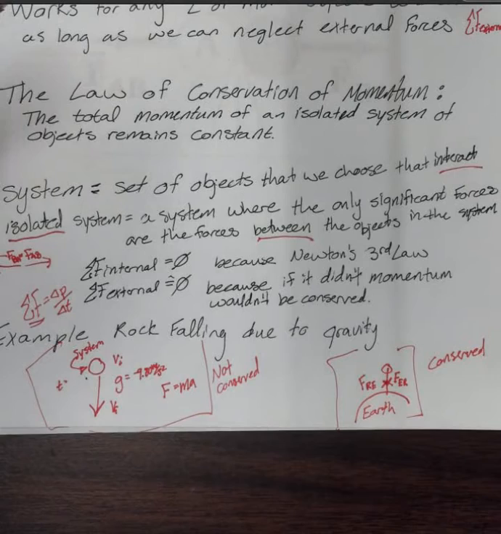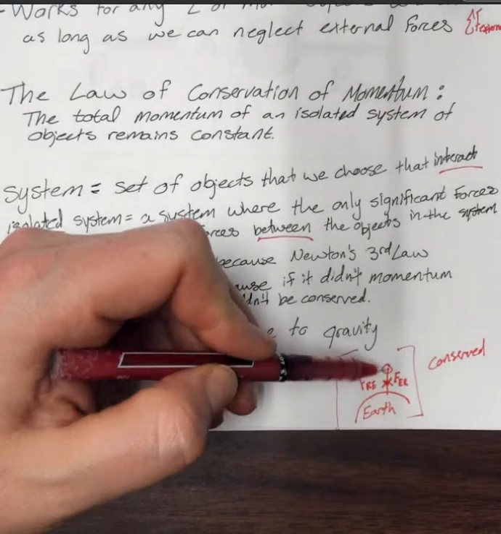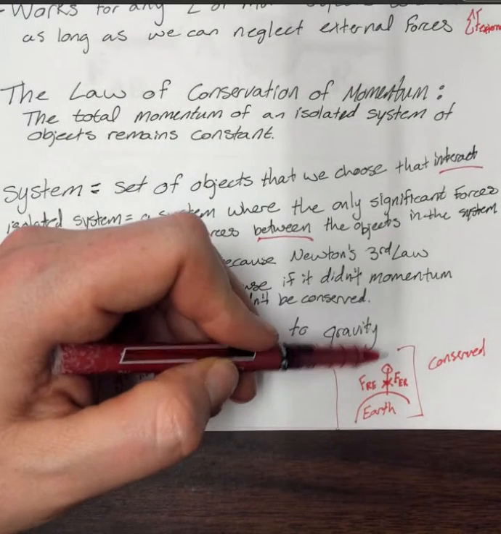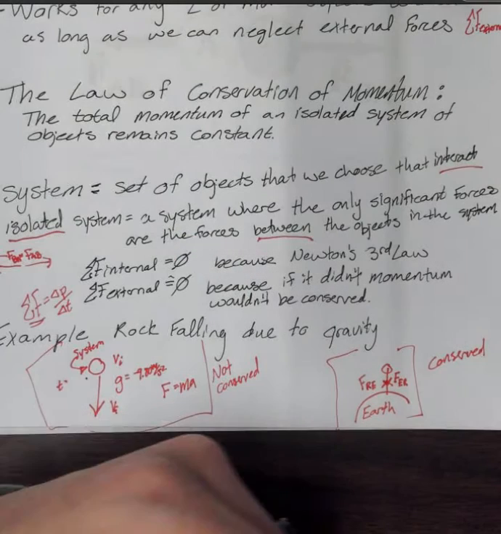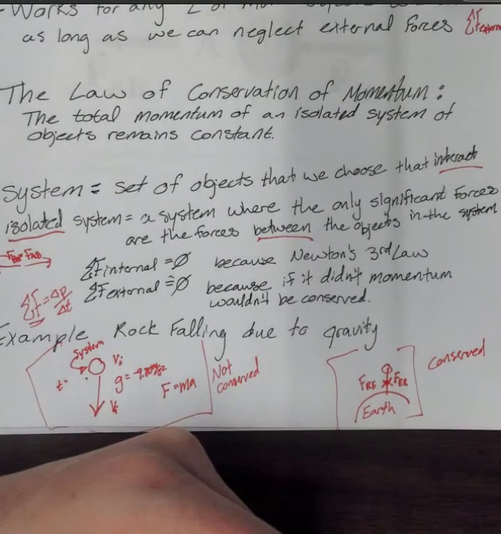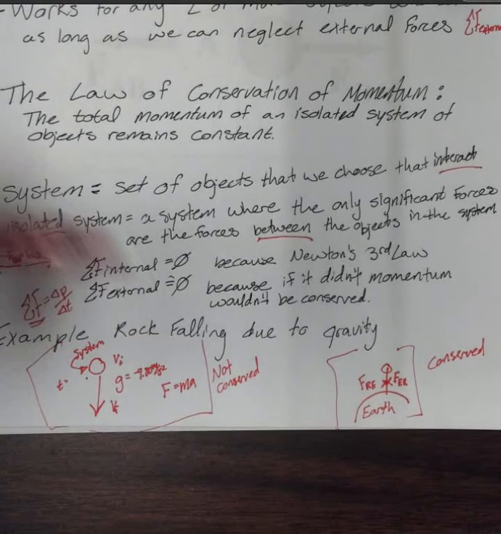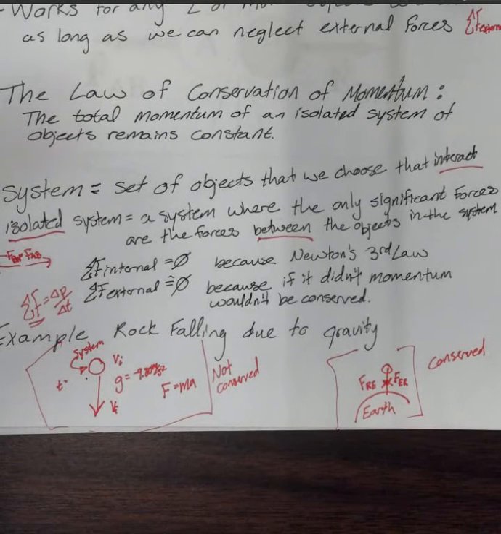So that means that as the rock changes its momentum, its velocity is increasing, making its momentum greater. That must mean that Earth is moving in the opposite direction toward the rock. So how come every time we drop something, we don't feel the Earth accelerating toward us?